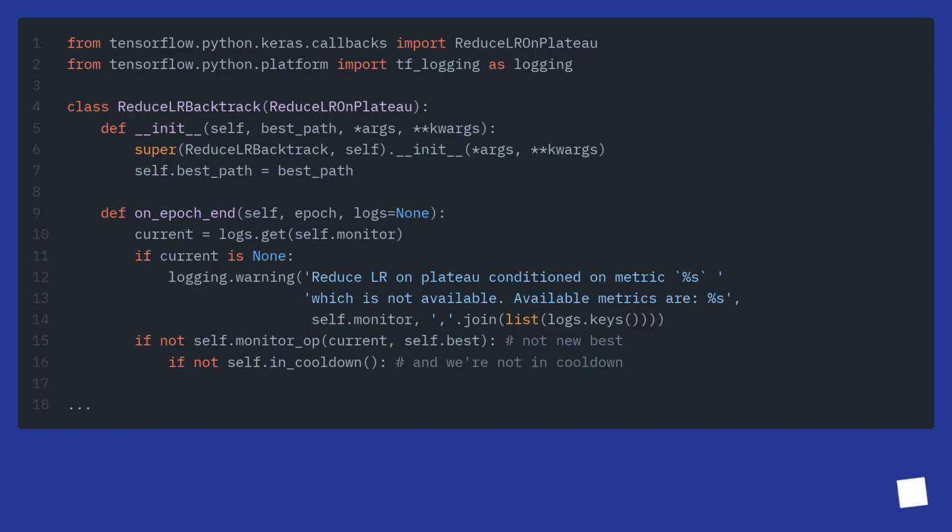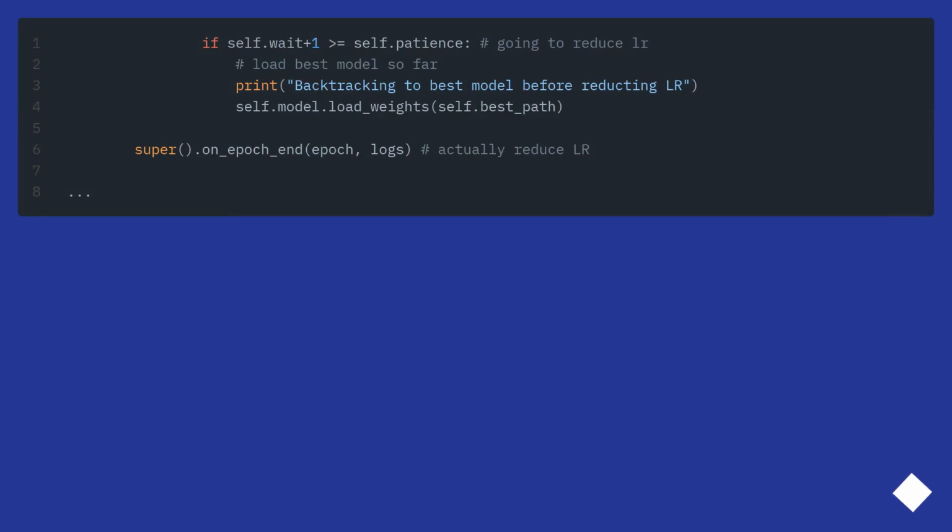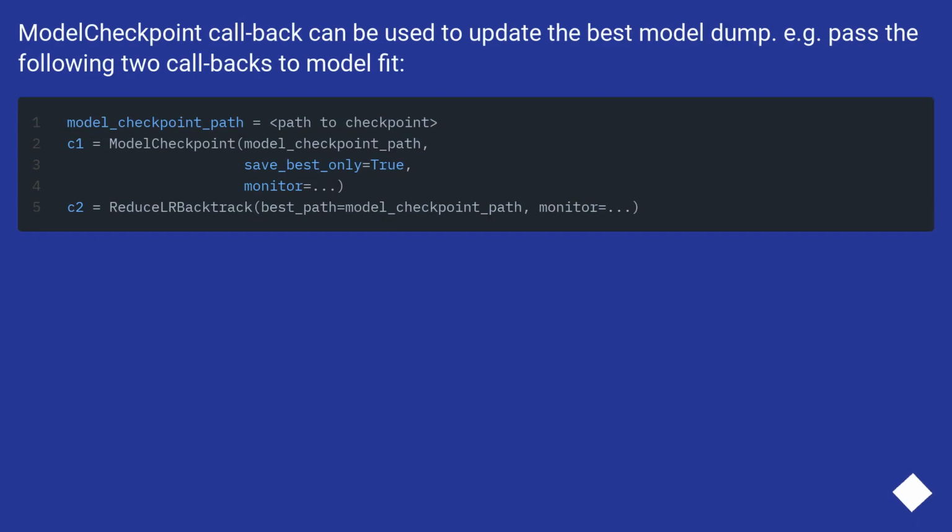Here's a working example following Murex's direction. The ModelCheckpoint callback can be used to update the best model dump. For example, pass the following two callbacks to model.fit.